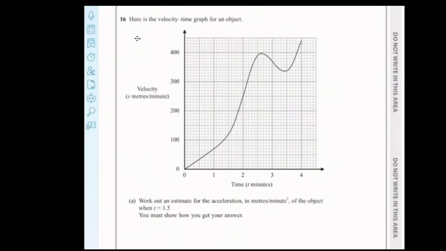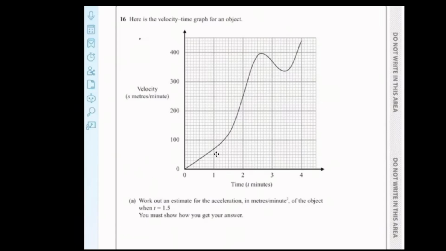Question 16. Here is the velocity time graph for an object. Part A, work out an estimate for the acceleration, in meters per minute squared, of the object when t equals 1.5. You must show how you get your answer. We need to draw a tangent, because the gradient of the velocity time graph represents the acceleration. So if you want to get the acceleration, you need to get the gradient of the velocity time graph.